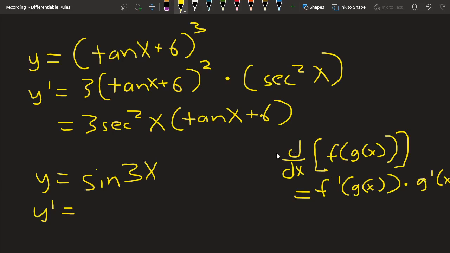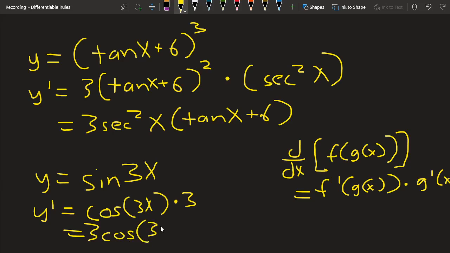So in order to solve this, we first have to identify what the variables are. So f of x in this case looks like sine, and then g of x looks like 3x. So f prime would be cosine of g of x, so that'd be 3x, times g prime of x. So the derivative of 3x is equal to 3. So this will be equal to 3 cosine of 3x. Okay, let's try one more here.